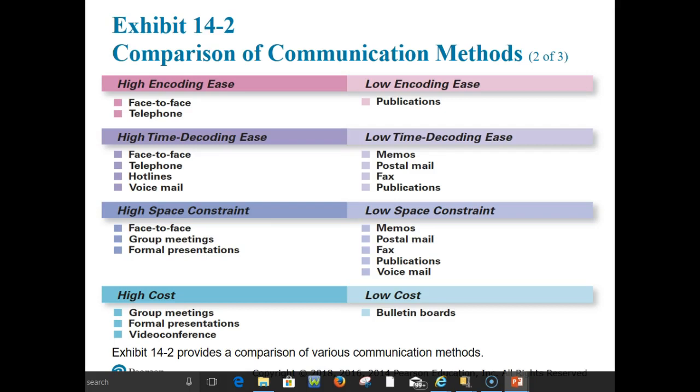And continuing on with Exhibit 14-2. Comparison of communication methods. You have your high encoding ease. That's the face-to-face telephone. The low encoding ease would be publications. High time-decoding ease. Face-to-face. Telephone. Hotlines. Voicemail. Low time decoding ease. Memos. Postal mail. Fax. Publications. We have high space constraint.